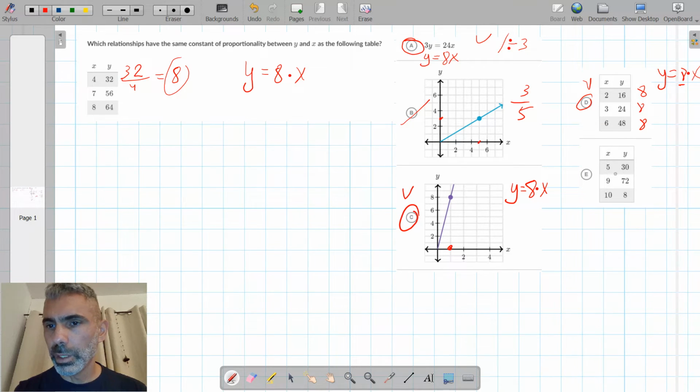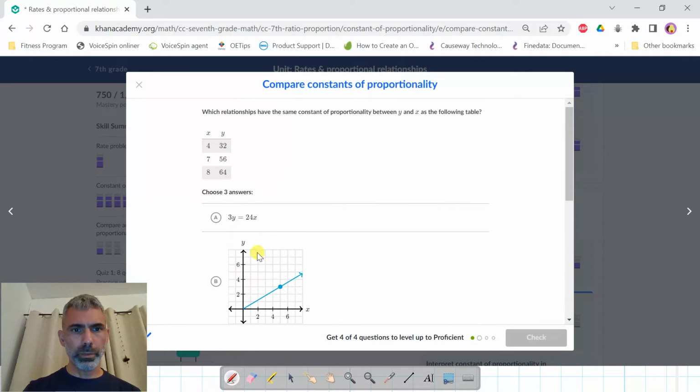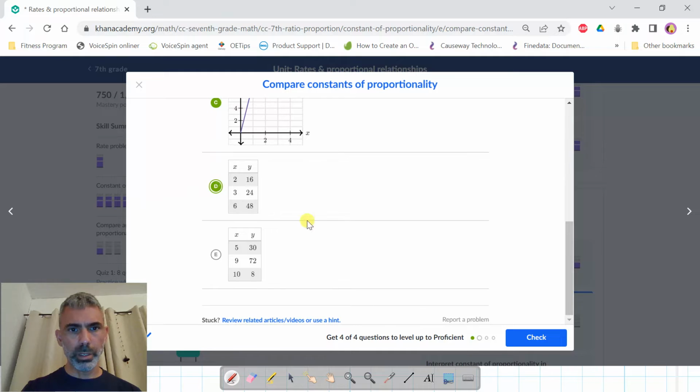And here it's incorrect because 30 divided by 5 is 6, and 72 divided by 9 is 8. So here we don't have proportional relationships between y and x at all. So E is not correct. So A, C, and D.